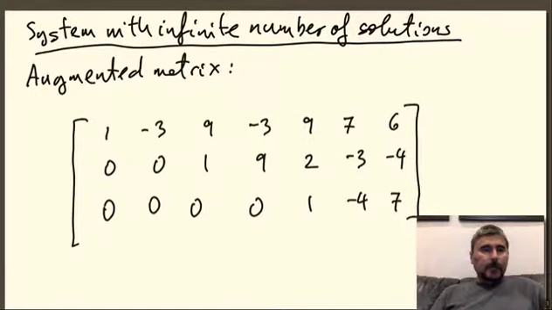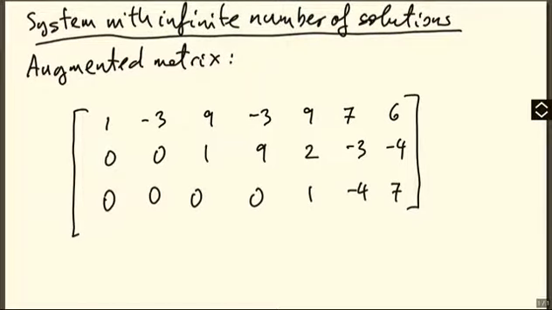Hello everybody, I'm going to show the solution to a system with infinite number of solutions that uses an augmented matrix, and in addition to showing how to get the reduced row echelon form of the augmented matrix, I will also show how to write the solution in different formats. So we have a system of equations.